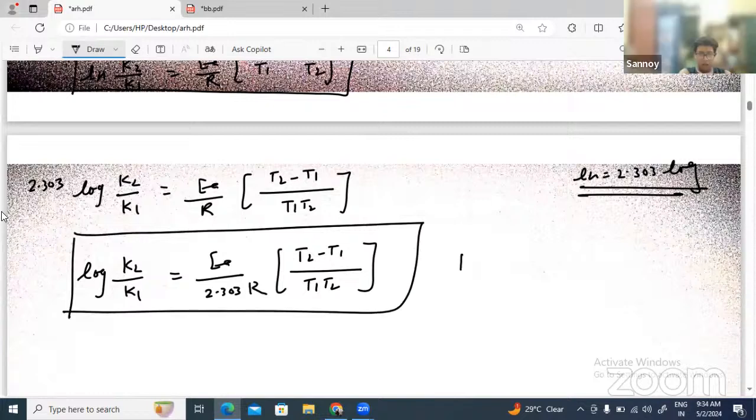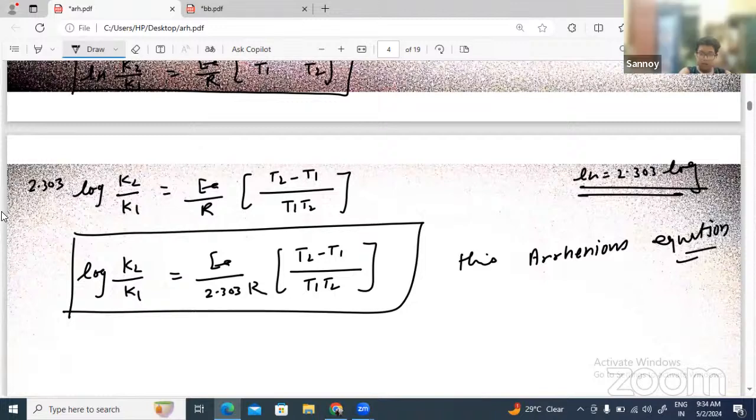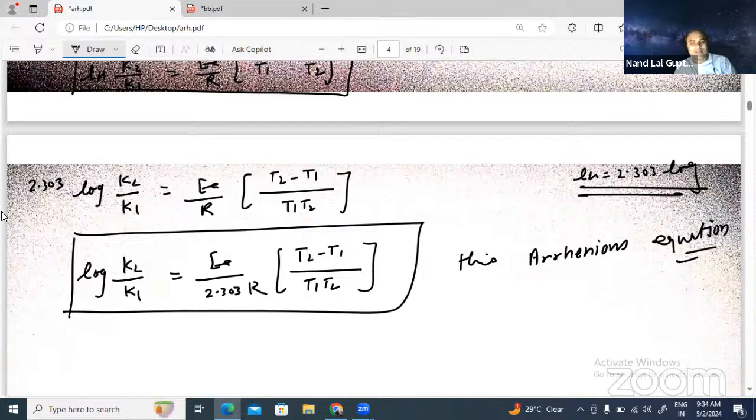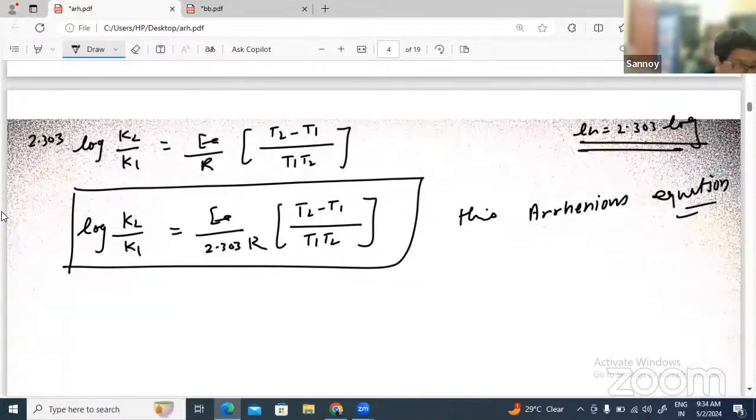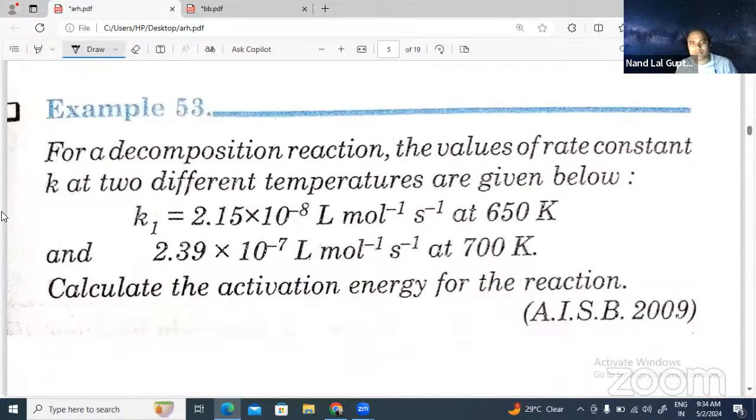This is the Arrhenius equation. If you want, you can see NCERT also. Can you understand this? Yes, sir. Sometimes they simply ask the derivation also, so you have to be a little bit careful. Okay. Can I erase? Yes, sir. Directly we are rushing to solve the problem here.